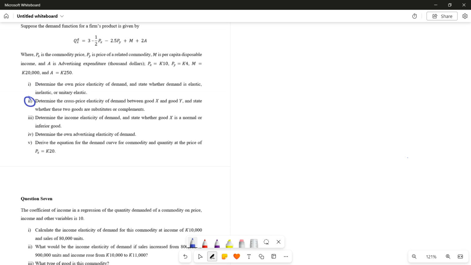Now, for the second part, determine the cross price elasticity of demand between good X and good Y and state whether the two goods are substitutes or complements. Don't worry. First thing first, let's get the cross price elasticity. Epsilon XY, which is cross elasticity between good X and good Y, is just the derivative of QX with respect to PY. Then you multiply this by the price of Y over QX. Okay, that's the full equation there.